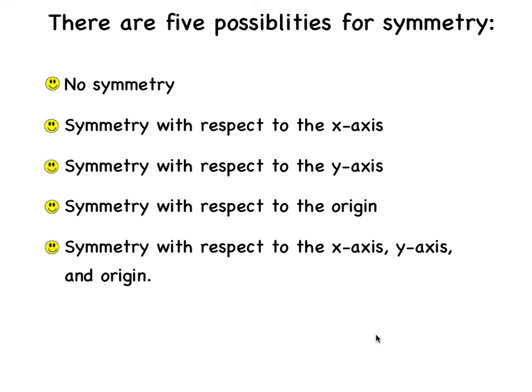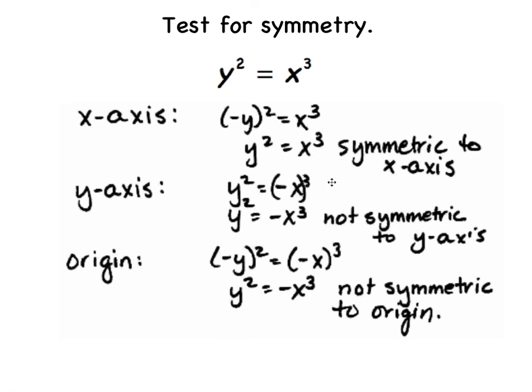So there are 5 possibilities for symmetry. There may be no symmetry. There may be symmetry with respect to the x-axis only. There may be symmetry with respect to the y-axis only. There may be symmetry with respect to the origin, or there may be symmetry with respect to the x-axis, y-axis, and the origin.